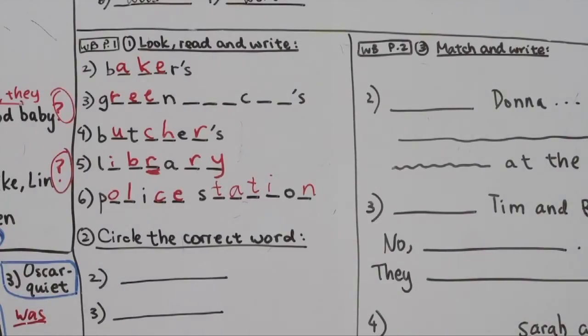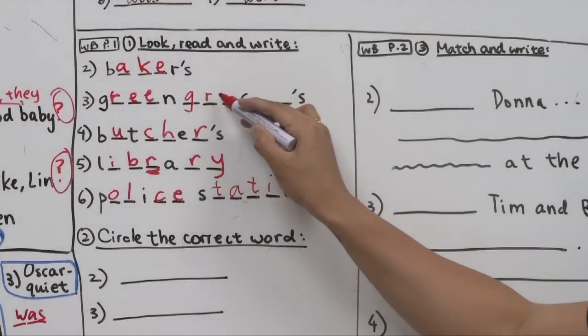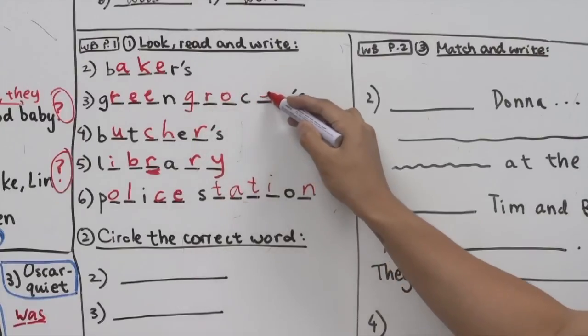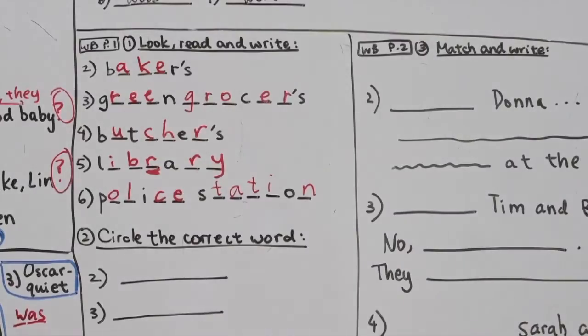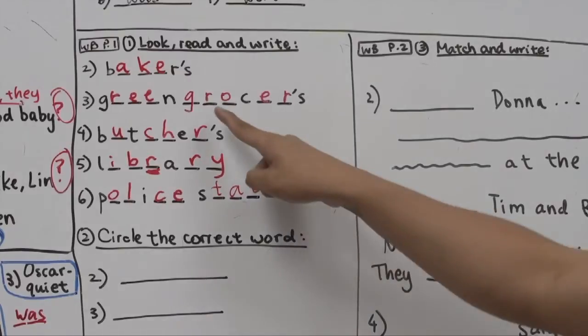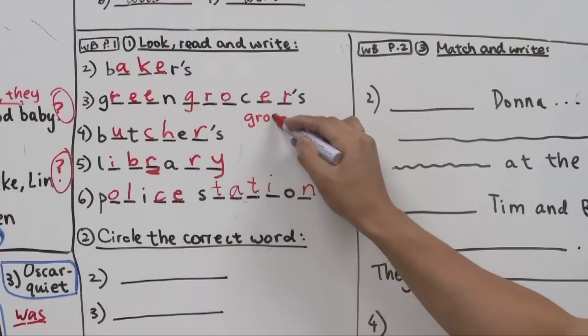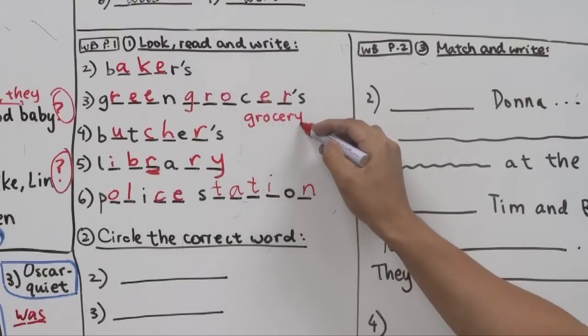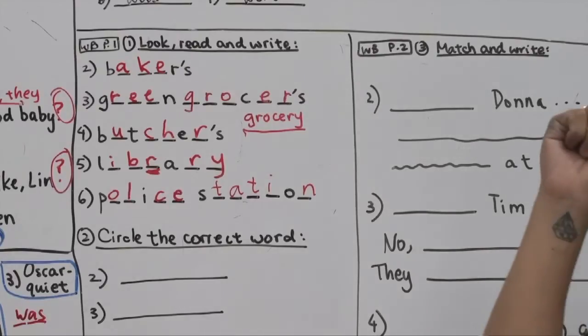Alright, so grocers is spelt G-R-O-C-E-R-S. Grocers. Okay, green grocers. Now the word grocers comes from the word grocery. G-R-O-C-E-R-Y. Now grocery is what we buy when we need to make food, okay? So grocery is the list of things that we need to buy when we are cooking.